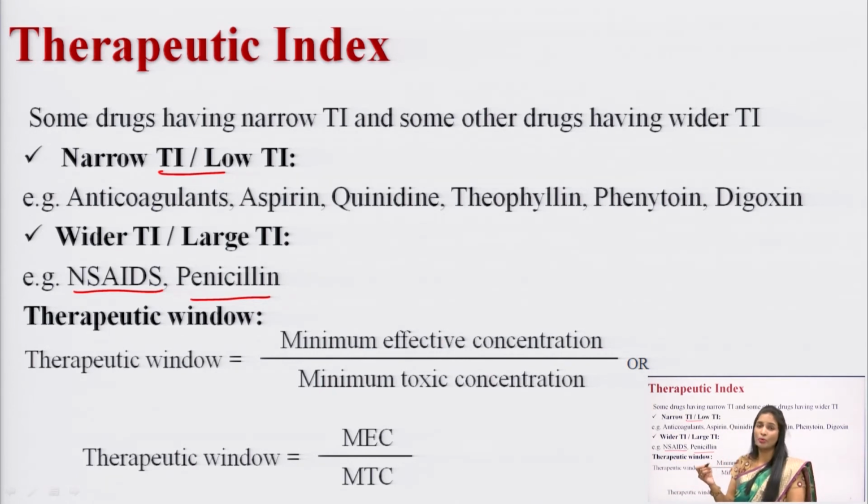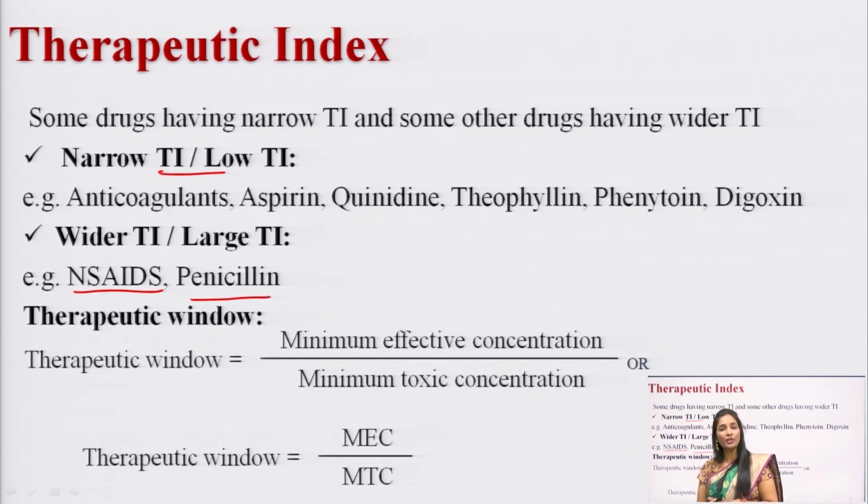Next, we will discuss the therapeutic window. So, what is a therapeutic window? It is a ratio of the minimum effective concentration to the minimum toxic concentration. There is a slight difference between the therapeutic window and therapeutic index. The therapeutic index is the ratio of the toxic dose to the effective dose, but the therapeutic window is a ratio of the effective dose to the toxic concentration.